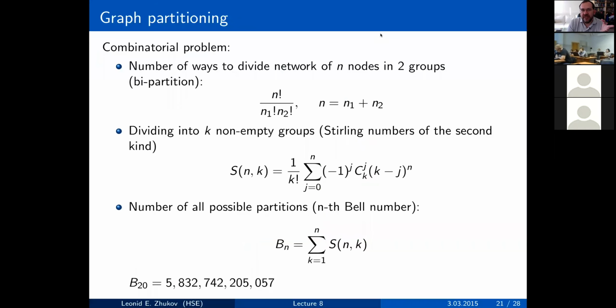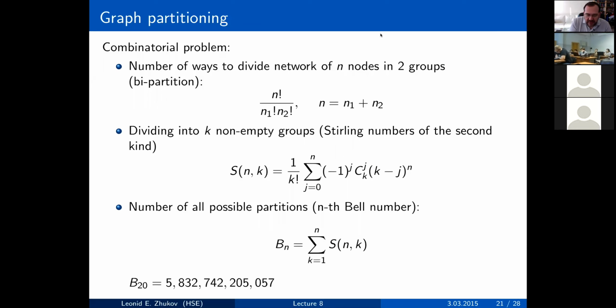Before we go into this, there's a very important point. The graph partition problem is NP-hard. The reason for that is, again, because it's a combinatorial problem, right? So even if you want to divide, say, a network of n nodes into 2 groups, it's a factorial number of ways of doing so.